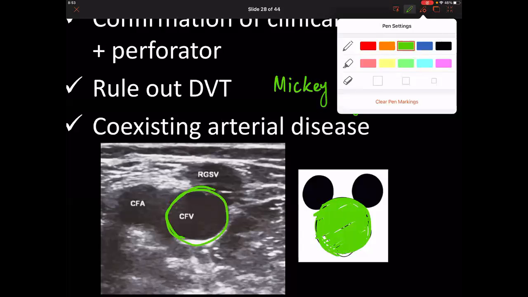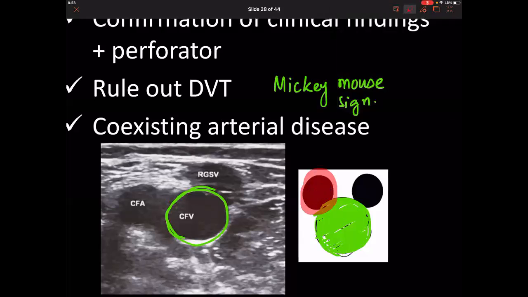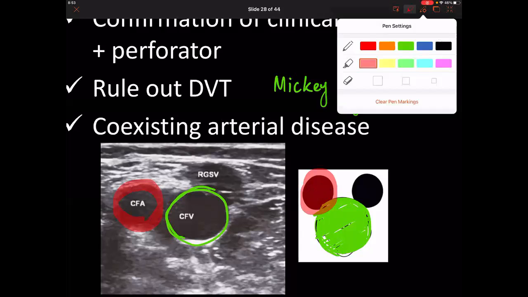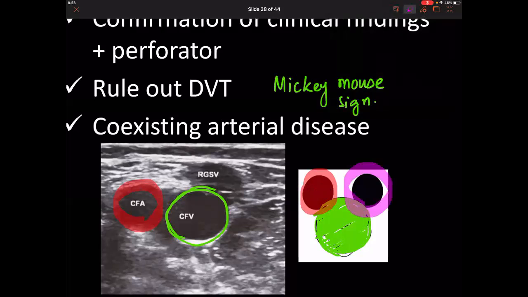Now let us draw an ear of the Mickey. This is which thing, sir? Common femoral artery. And let us draw the other ear of the Mickey. This is which one, sir? This is the great saphenous.